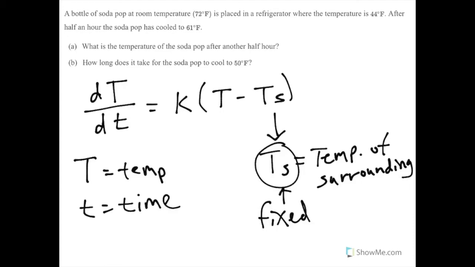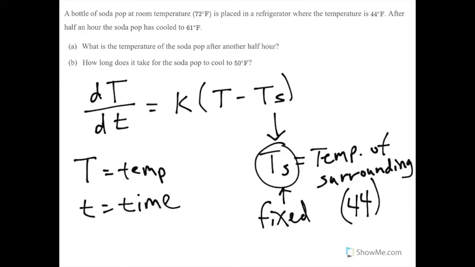So we have a bottle of soda pop here at room temperature, which is 72 degrees. Think about that as being like the initial temperature. Okay, so it's starting at 72 degrees, and that's being placed in a refrigerator where the temperature is 44 degrees. So the temperature of 44 degrees, that's now the temperature of the surroundings.